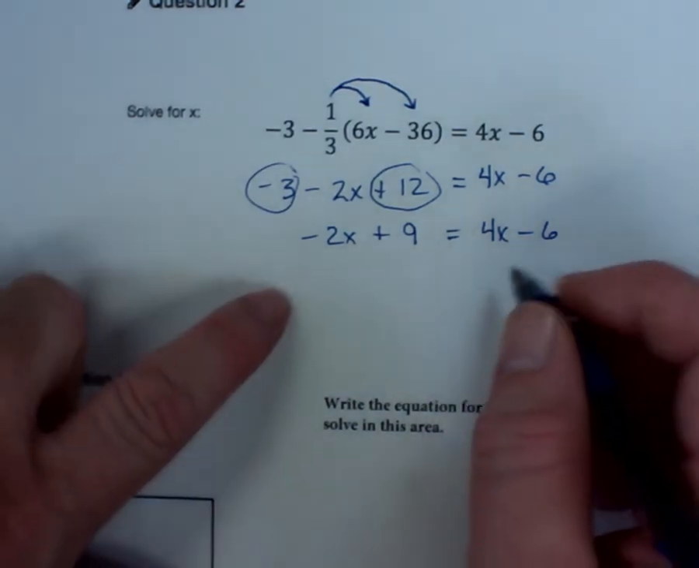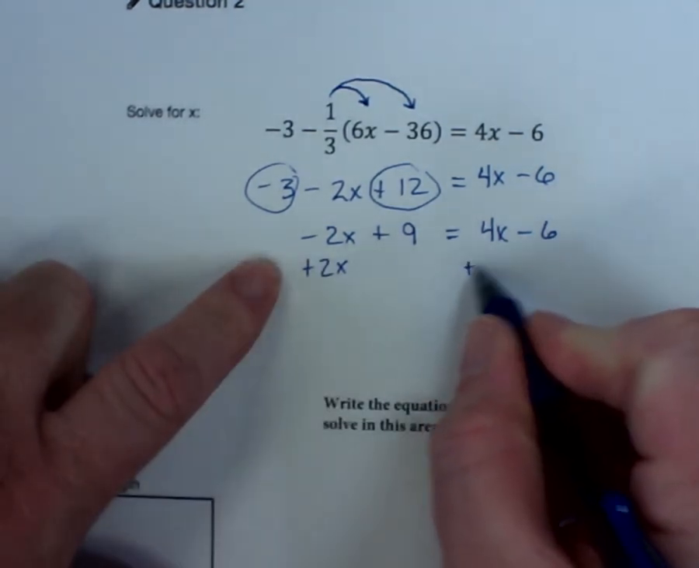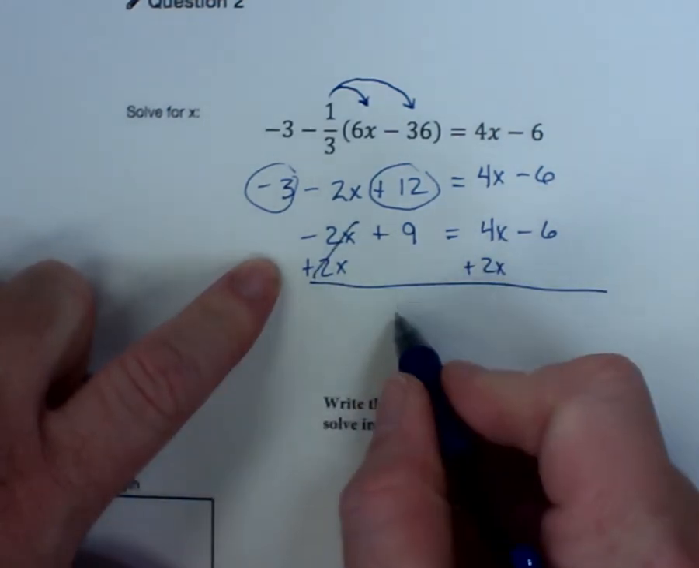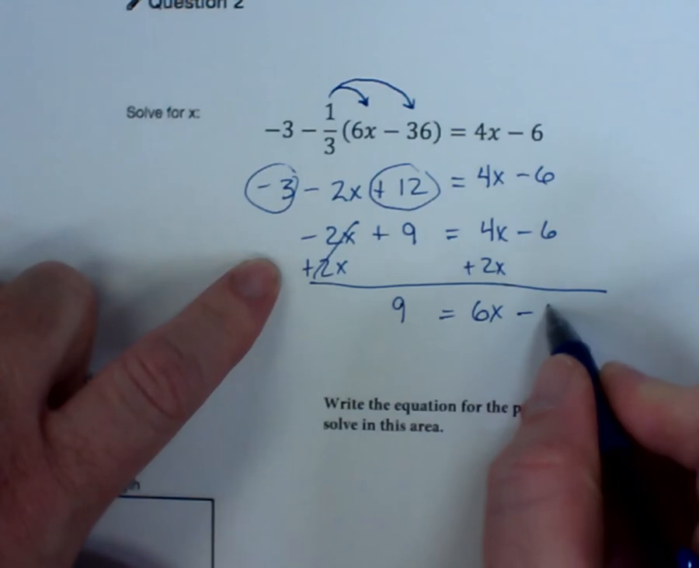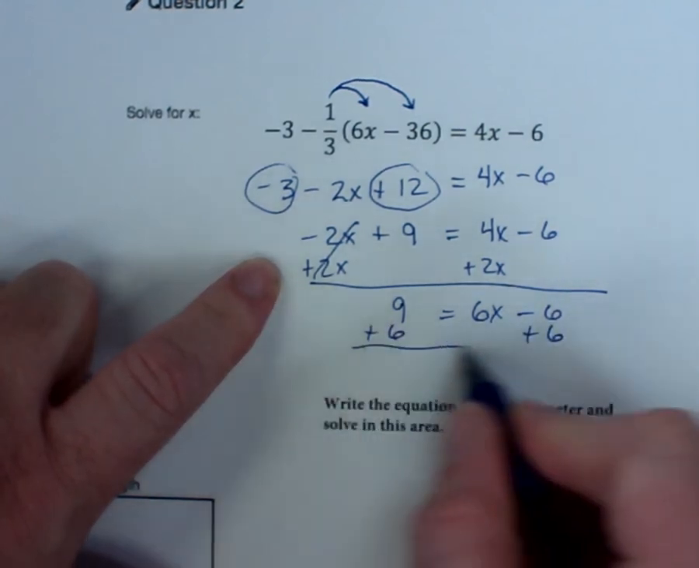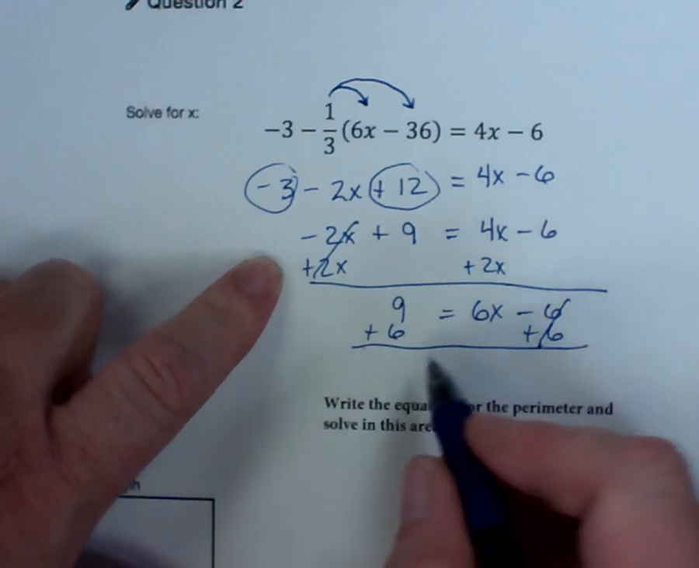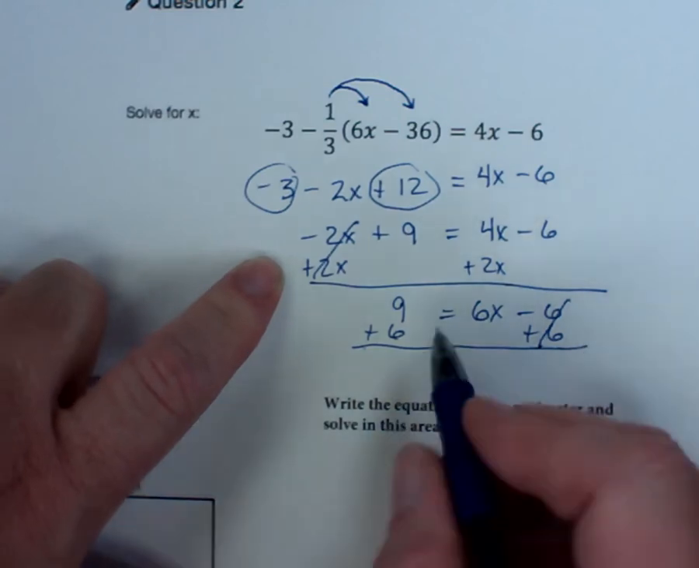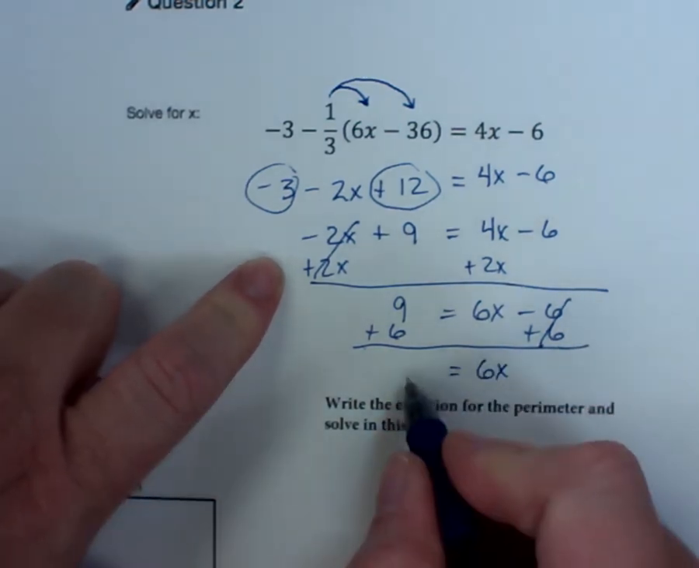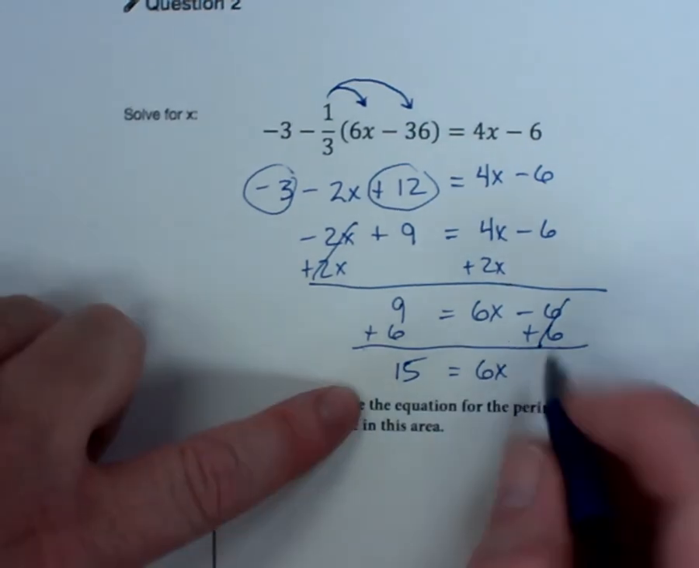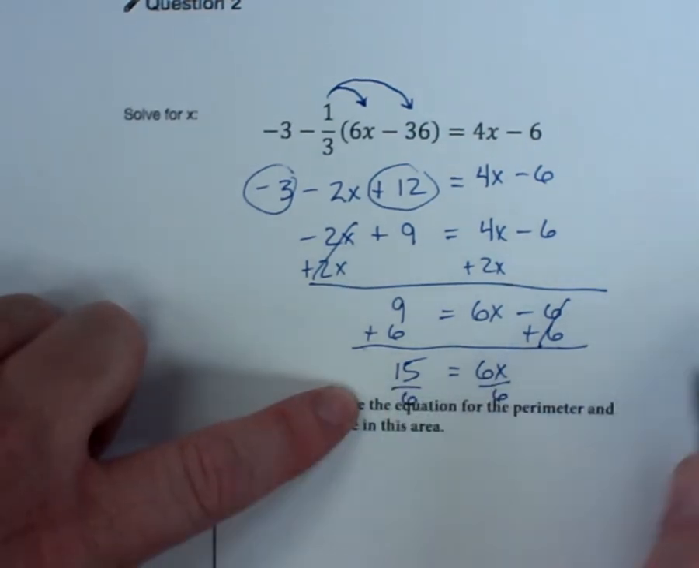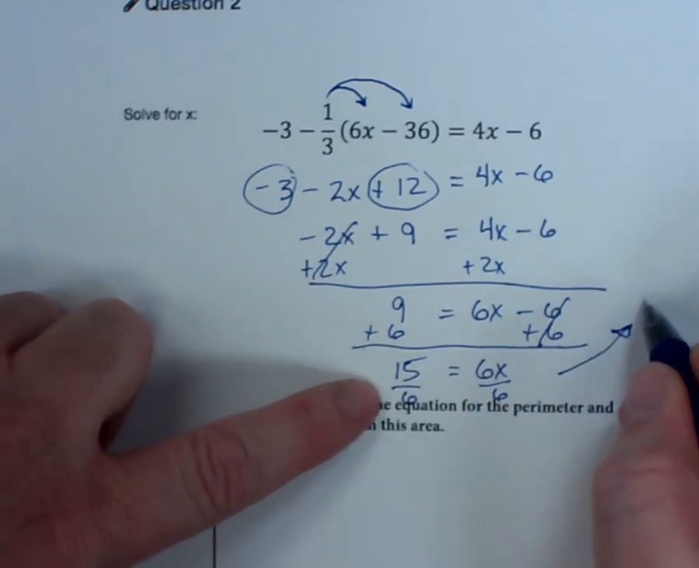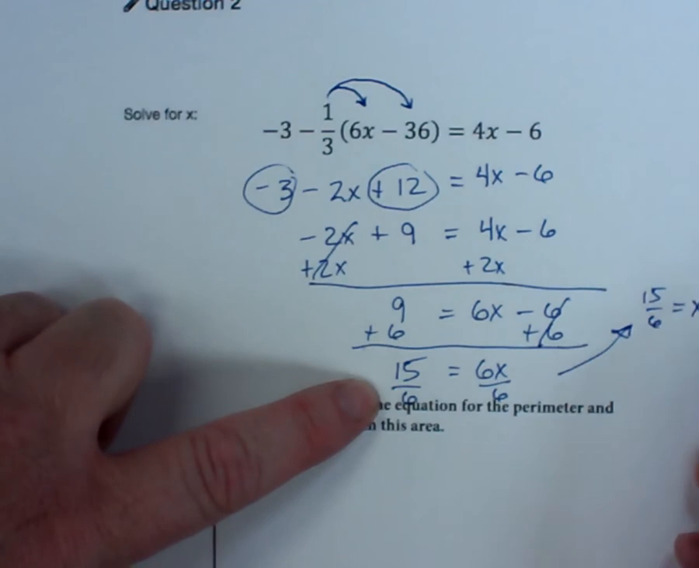Pick a variable term to get rid of. Let's add 2x. 9 equals 6x minus 6, add 6. 6x equals 15. But I make a mistake here. And then when we divide both sides by 6, I ran out of space. I get 15 over 6 equals x. And I could do some simplifying. 3 goes into that 2 times, into that 5 times. 5 halves.